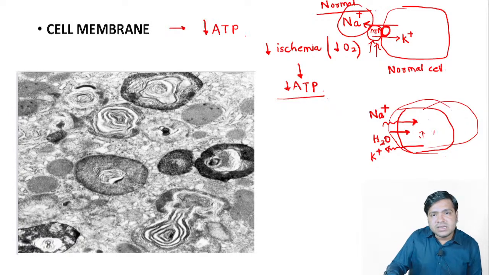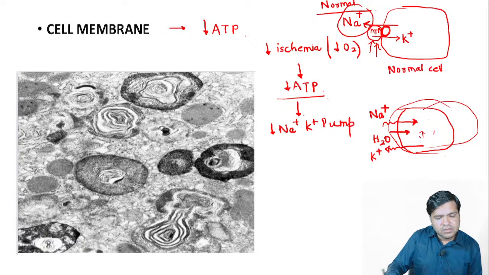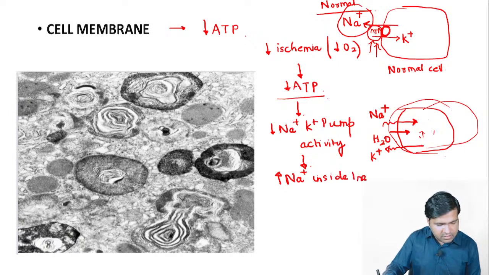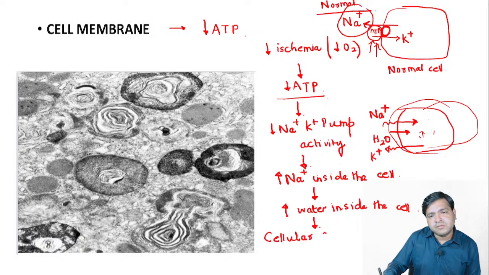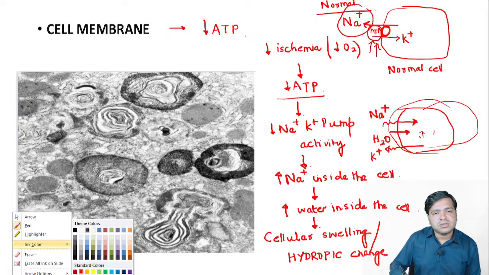So a decrease in ATP will lead to a decrease in the sodium potassium pump activity, which will increase the amount of sodium inside the cell. The increase in sodium inside the cell will in turn favor water inside the cell, and it will lead to cellular swelling, which is also called hydropic change.